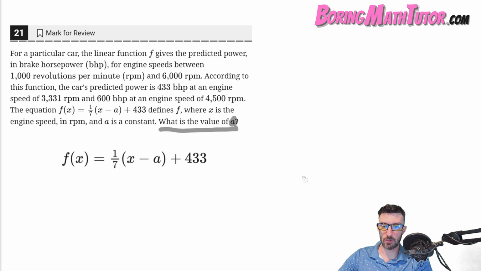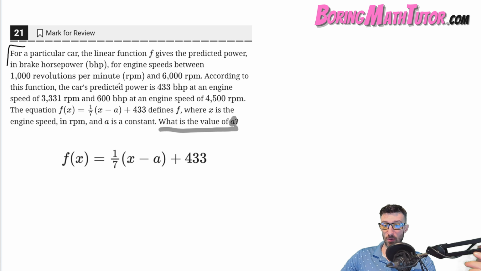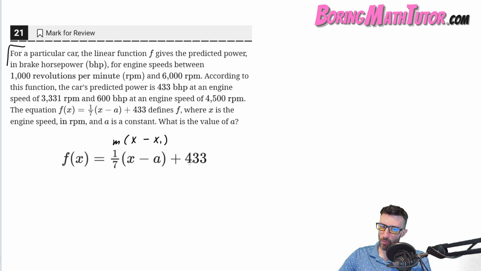Okay, so we've got this equation, but they're asking for the value of A. And there's a lot of stuff going on here. It's a little bit hard to understand exactly what's going on there. But before we dive into it, let's just stare at this equation real quick. It looks kind of like m times x minus x1. And then there's the plus 433. What's the equation that looks like m times x minus x1?